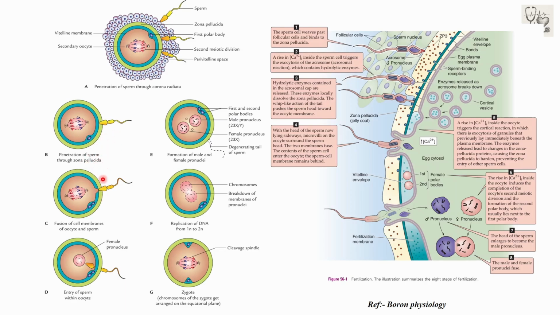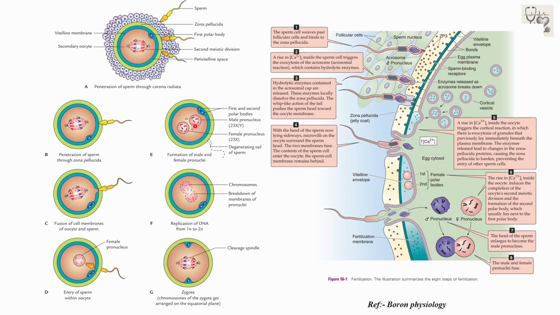So after the penetration of sperm through the zona pellucida, the head comes in contact with the vitelline membrane. The side cell membrane of the sperm head and the vitelline membrane fuse, and now the entry of the sperm head and neck occurs, leaving behind the body and the tail. After that, the formation of male and female pronuclei.